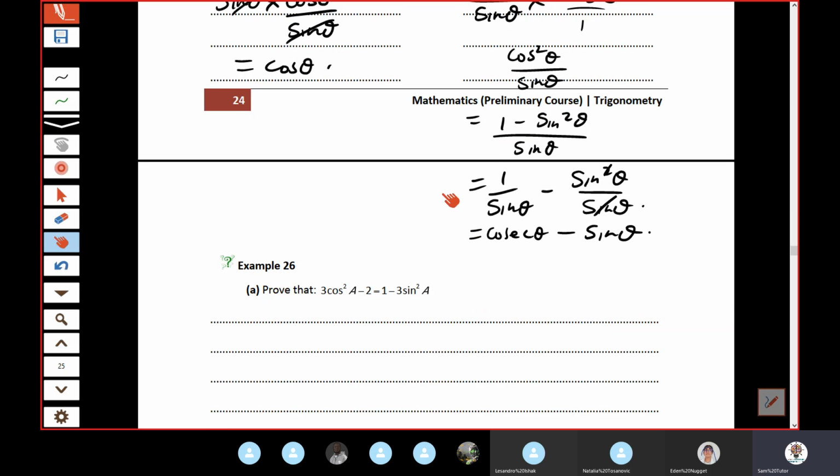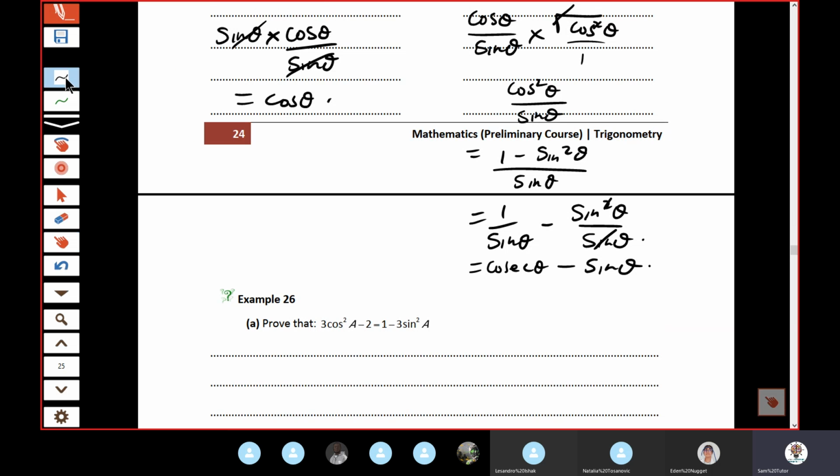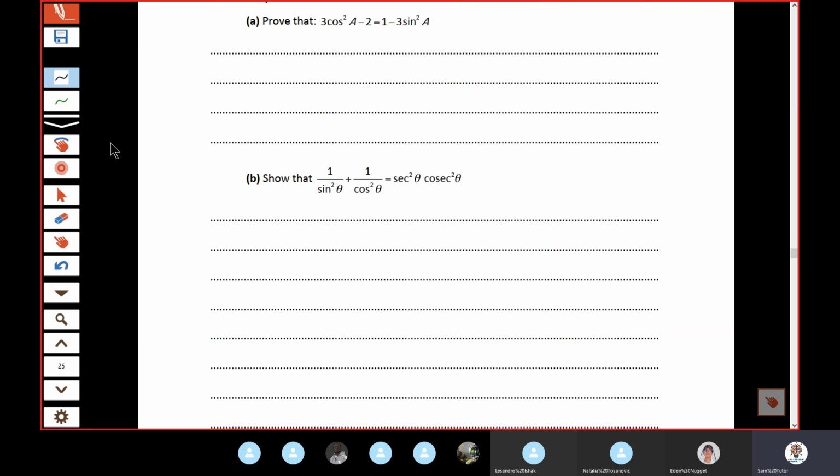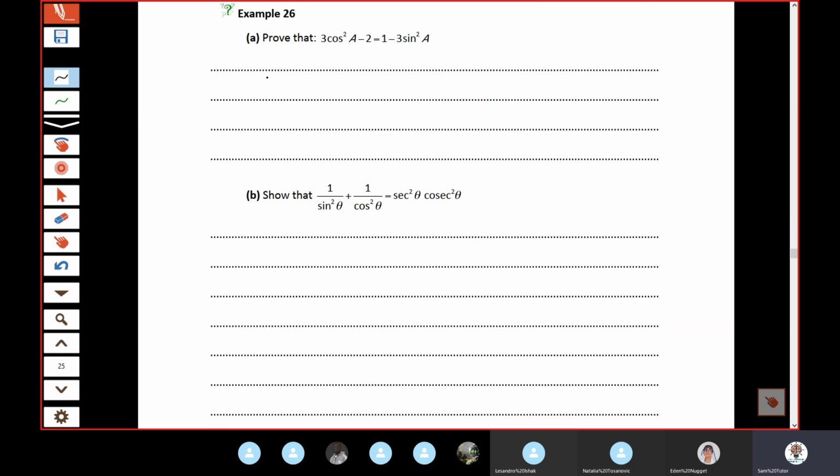All right. Again, any questions? Example 26. For those who have done it, great. Do A, then try B. It's a prove. How do we start proof questions? LHS or RHS, it doesn't matter. Start with one side. So start with the left-hand side and 3 cos squared, let's just make them theta, so it's easier. 3 cos squared theta minus 2.